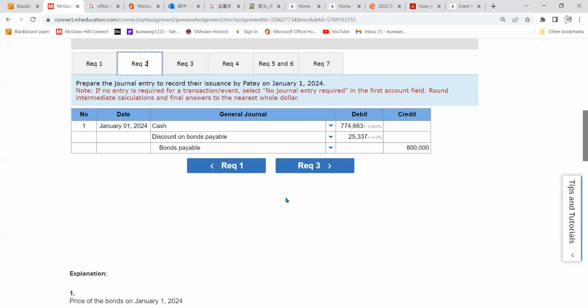Again, I don't need to memorize as long as I know which one is larger. Okay, the bond sale, the price is larger or the face value is larger. As long as I know those two, I should be able to figure out, should I put the discount on debit or the premium on debit, for both situations. So, issue bond sale initial journal entry.